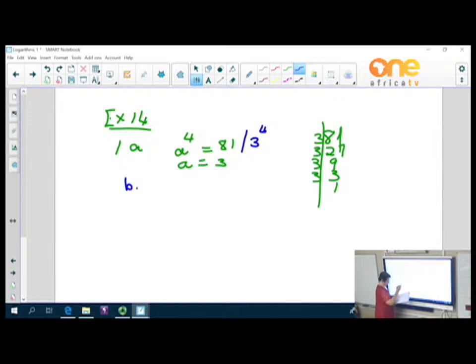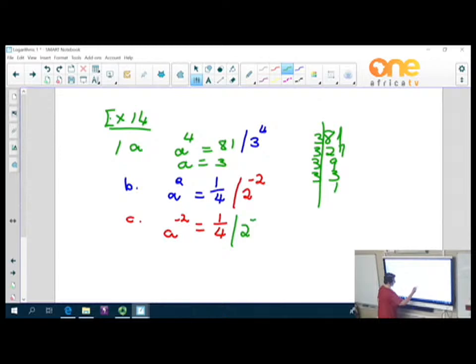Number B, A to the power of 2 is equal to a quarter. I change this one to the same base, so it becomes 2 to the power of negative 2. Number C, A to the power of negative 2 is equal to a quarter. A quarter is the same as 2 to the power of negative 2. So now your indices are the same, so the base is equal to 2.